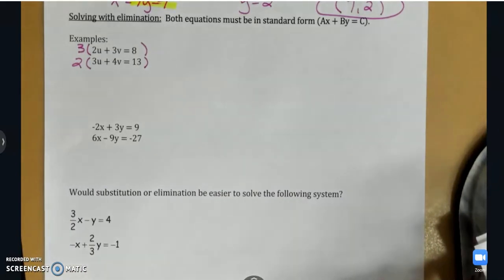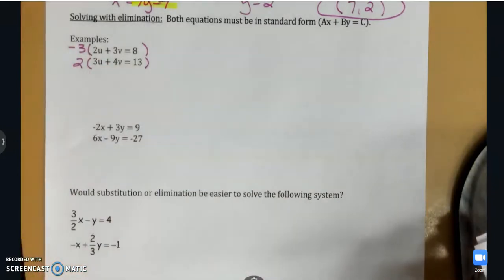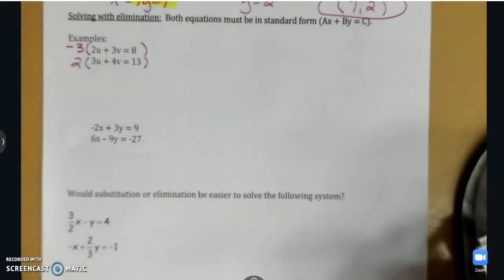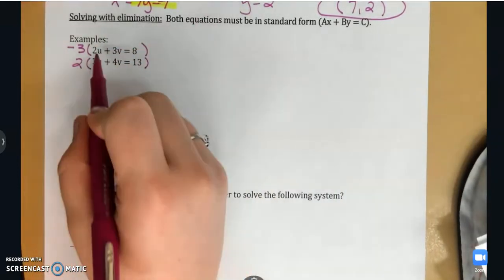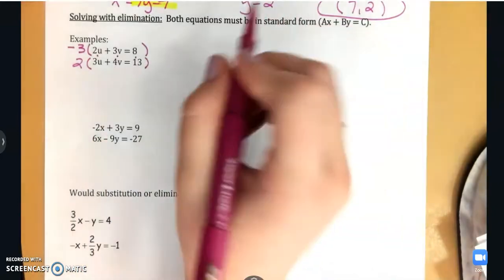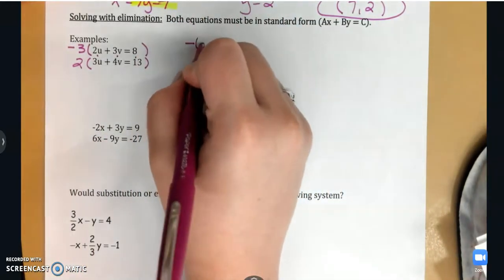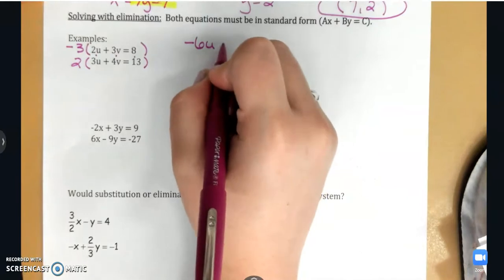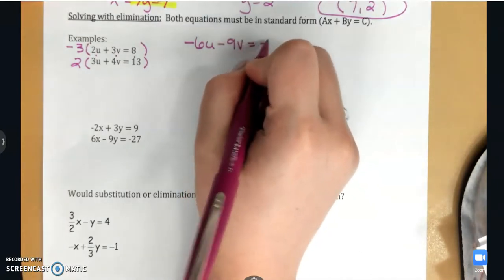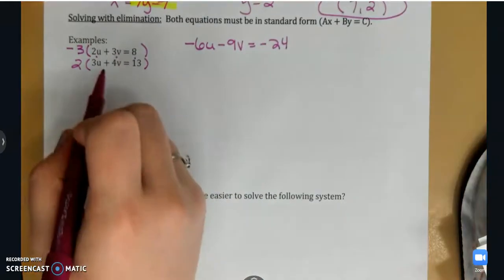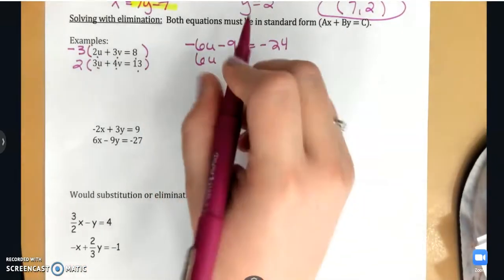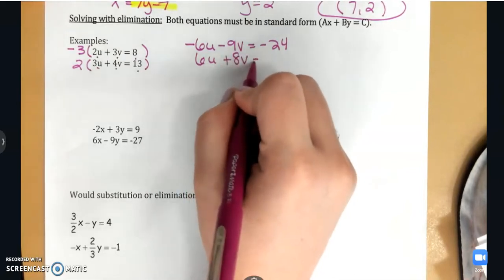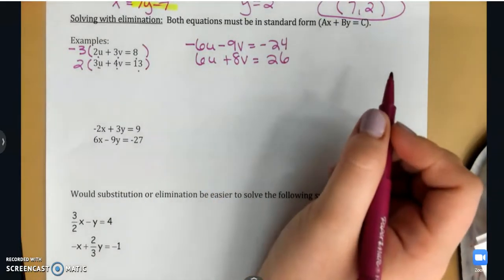Then I have to switch the signs of just one of them. So you can do either one. I'm just going to go with the top. Again, you could make the 2 negative as well. It doesn't matter, but both cannot be negative. So I'm going to distribute this negative 3 to all three pieces of what's inside my equation. So that will give us negative 6u minus 9v equals negative 24. Then same thing with my 2. You multiply it by all three parts. So 6u plus 8v equals 26.